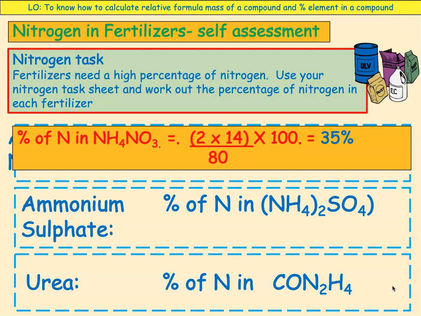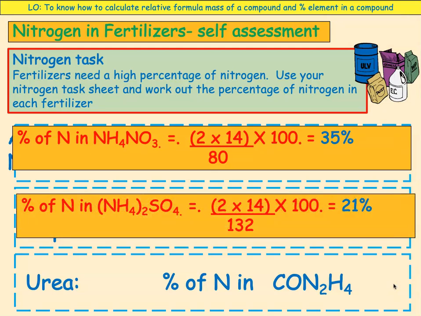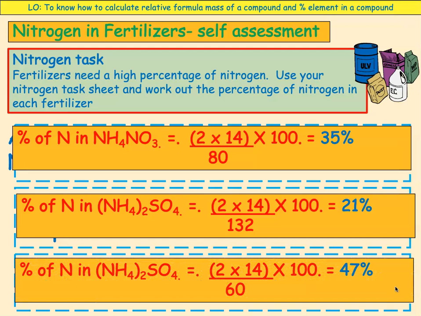Ammonium sulfate, you have got two nitrogens again in that. Hopefully you've got the relative formula mass correct. So that's 2 times 14 over 132 times 100 gives you 21%. And urea, you've got two nitrogens again. It's 2 times 14 over 60 times 100, which is 47%.